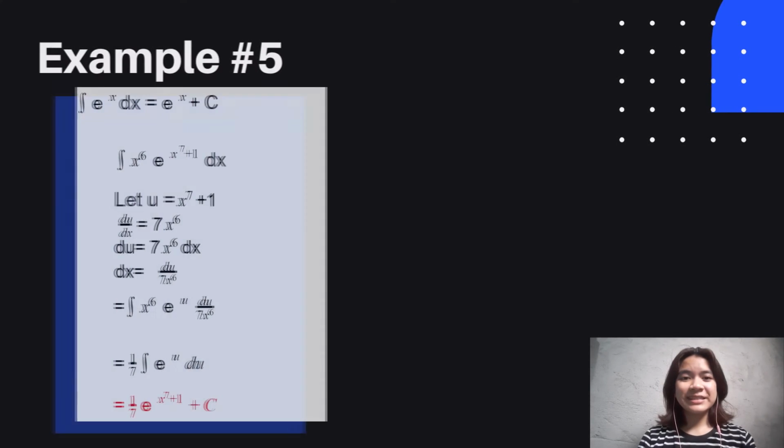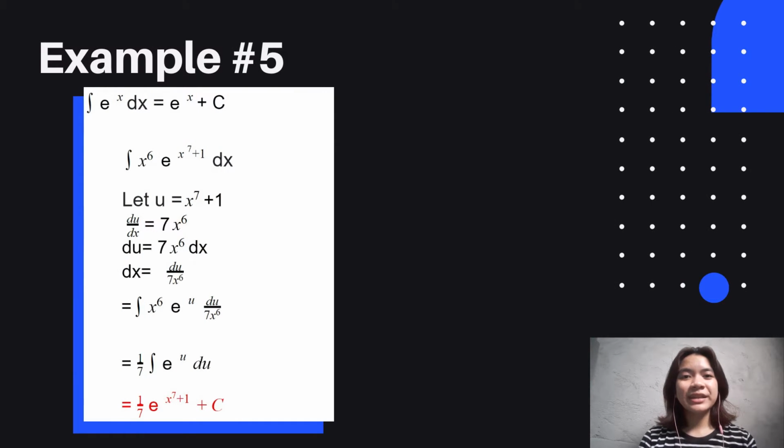For the fifth example, we have the integral of x raised to 6 times e raised to x raised to 7 plus 1 times dx. Here we'll let u be x raised to 7 plus 1. du/dx is equal to 7x raised to 6, so du is equal to 7x raised to 6 times dx, and dx will be equal to du over 7x raised to 6.